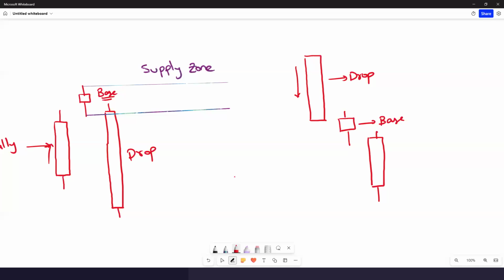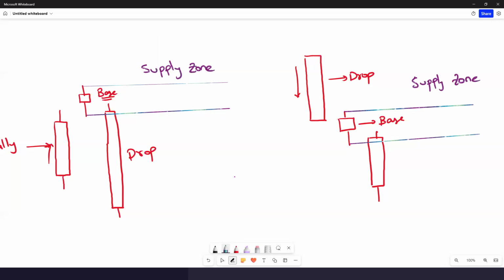Now here also, what we will be making, usually we will be making a reference around this zone. So this base zone is going to act like a supply zone over here, right? It means an area of interest from the institutions.